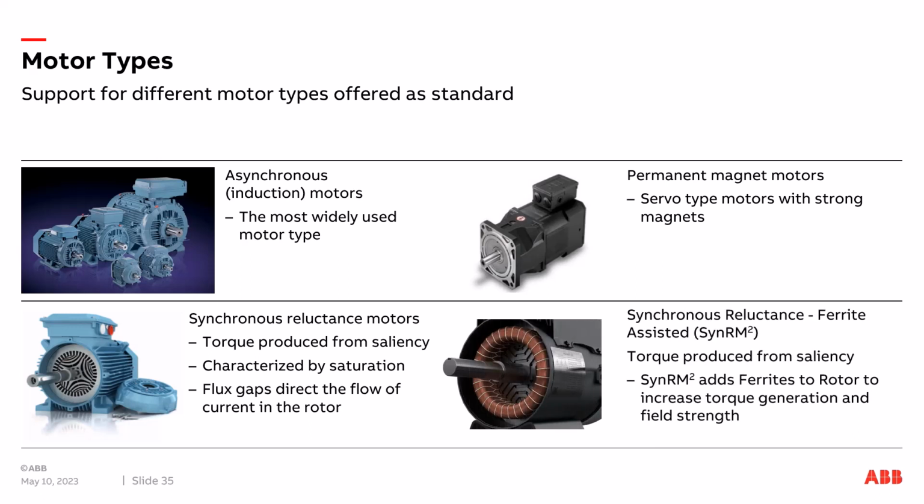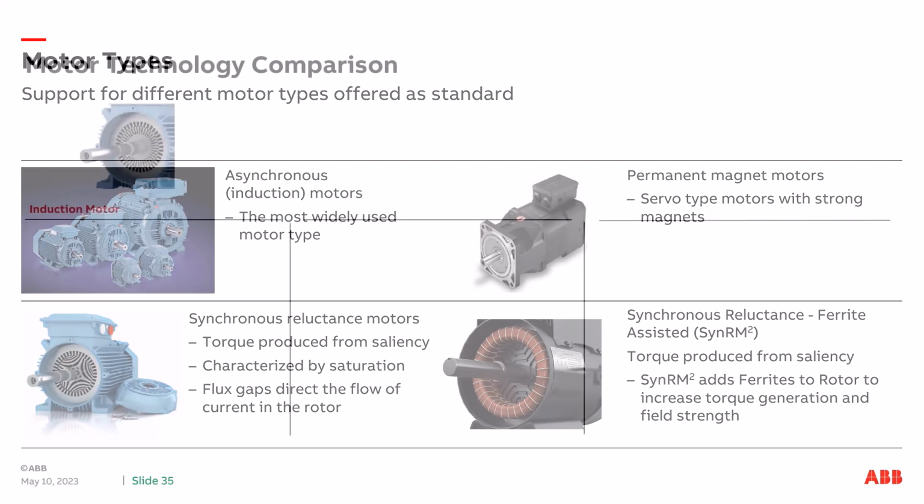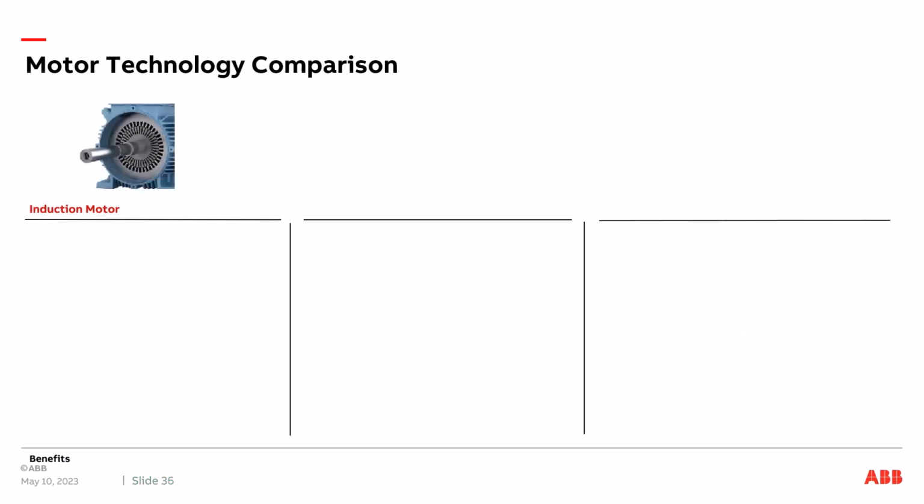Synchronous reluctance ferrite-assisted motors, a SyncRM². Torque is produced through saliency, just like the synchronous reluctance motor, but the synchronous reluctance squared adds ferrites to the rotor to increase the torque generated and the field strength. So let's review quickly an induction motor.